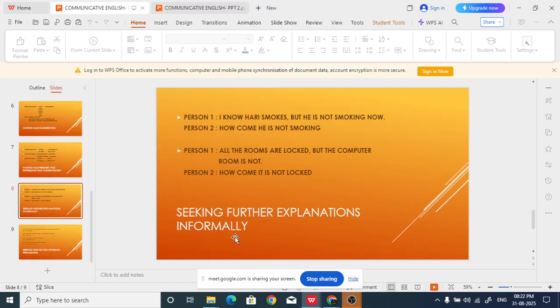Person one says all the rooms are locked, but the computer room is not. Person two, how come it is not locked? So if you want to have more explanation, then you can ask how come. You can use that. Okay, next.